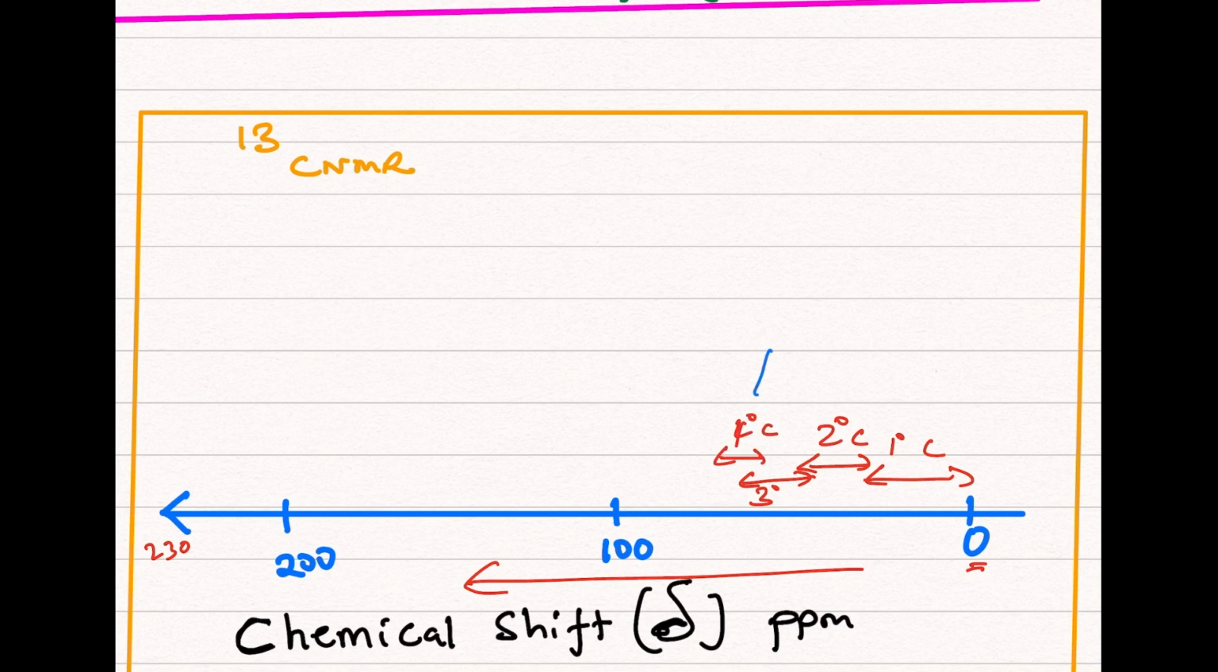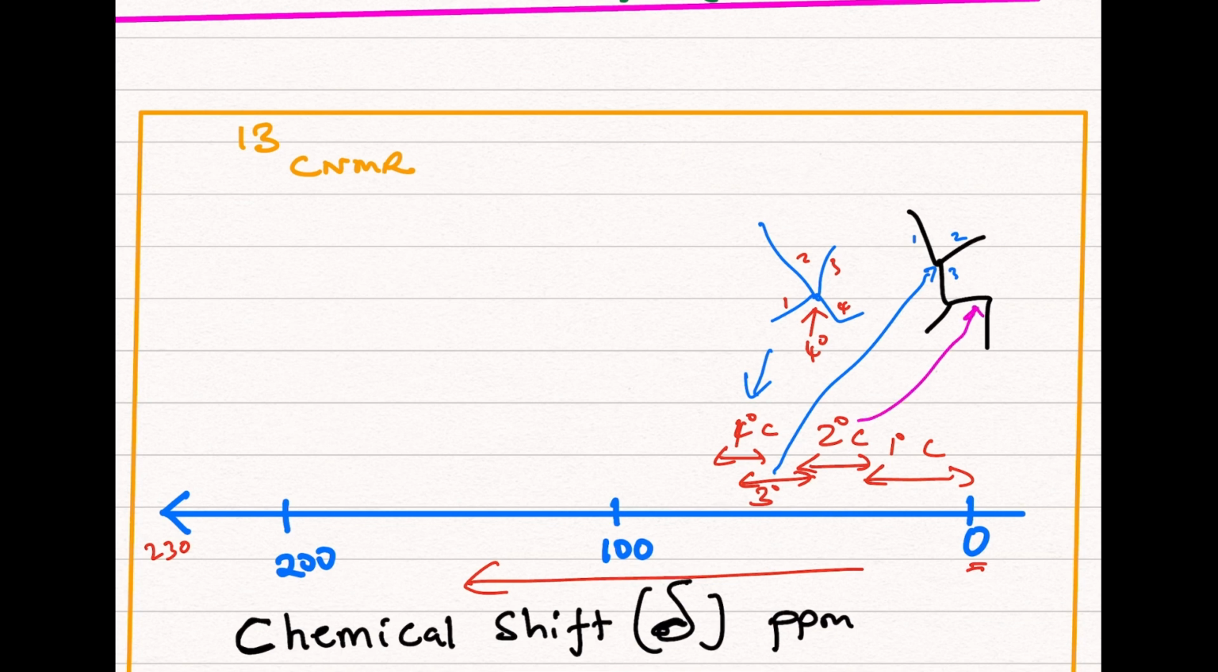An example for a quaternary carbon will be if you have something like this. So that carbon there is quaternary because you have 1, 2, 3, 4 alkyl groups connected to it. And then for tertiary, that will be this carbon because you have 1, 2, and 3 alkyl groups connected to it. For secondary, it will be this carbon because you have 1 and 2 alkyl groups connected to it. For primary, it will be this carbon because you only have 1 carbon or alkyl group connected to it.